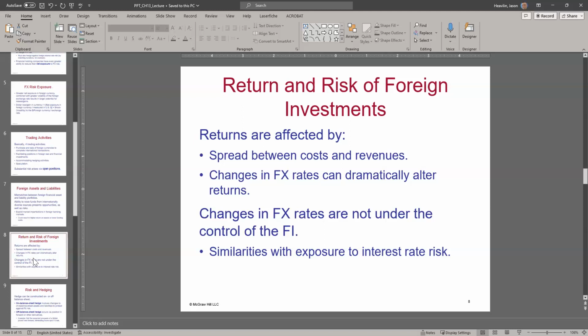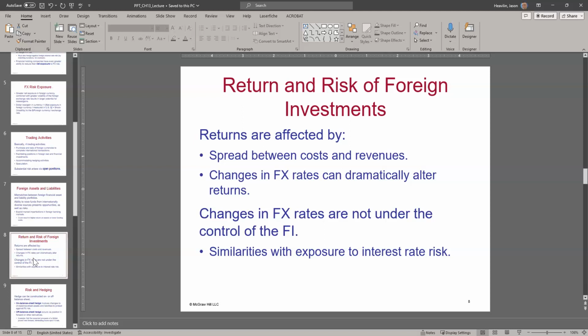Changes in foreign exchange rates can dramatically alter returns. So here's back to the matching principle. I mentioned that even if nothing changes in the operation, the income statement, the balance sheet and all that, just by changing the foreign exchange rate, it can impact your income statement and your balance sheet and all the values and your cash flows for sure.